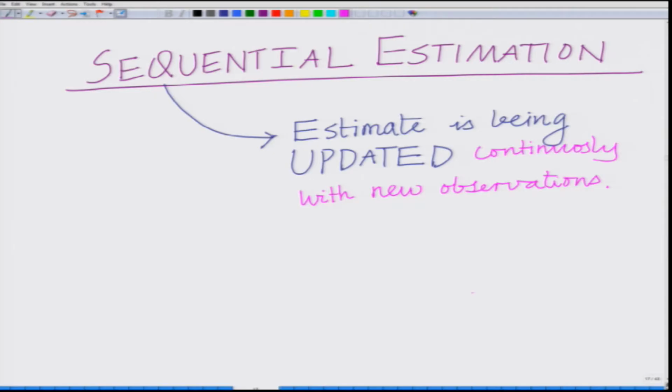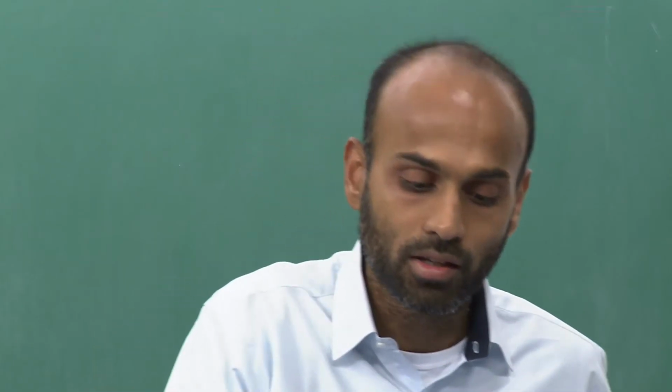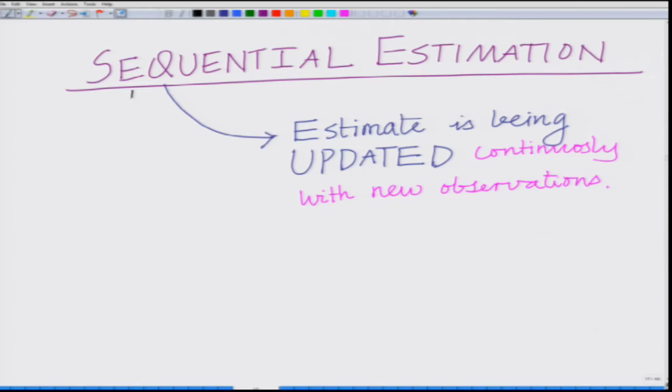This is very relevant in the context of wireless communications, because all the time there are new observations, that is, new pilot symbols being transmitted and new output symbols being received. With every new output symbol one can update the estimate of the channel coefficient. So this paradigm of continuously updating the estimate is very relevant for wireless communication.